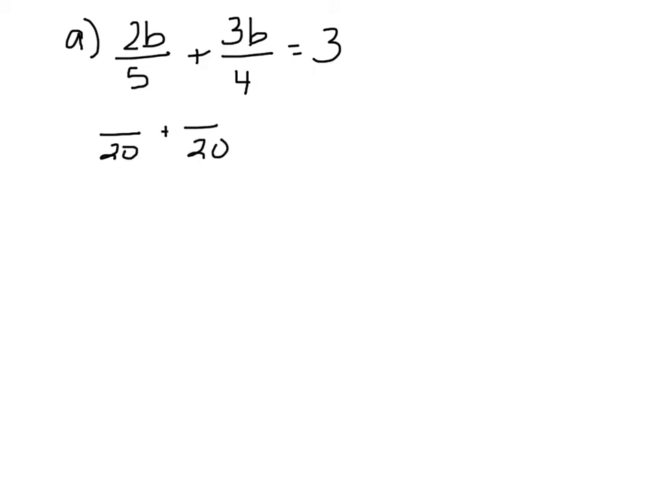5 times 4 gives me 20. So then I have to multiply the top by 4. That gives me 8b. 4 times 5 gives me 20. So 3b times 5 gives me 15b. And that equals 3. I now add them together. 8b plus 15b, that gives me 23b divided by 20 equals 3.